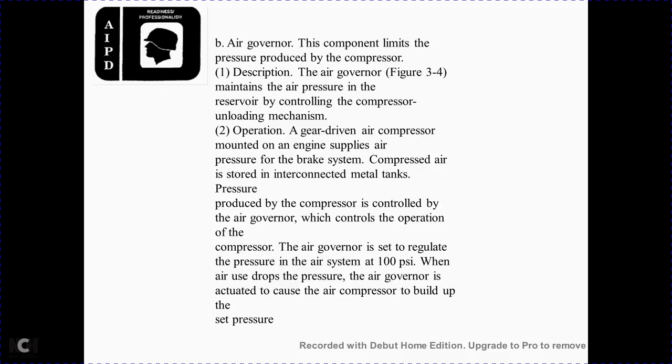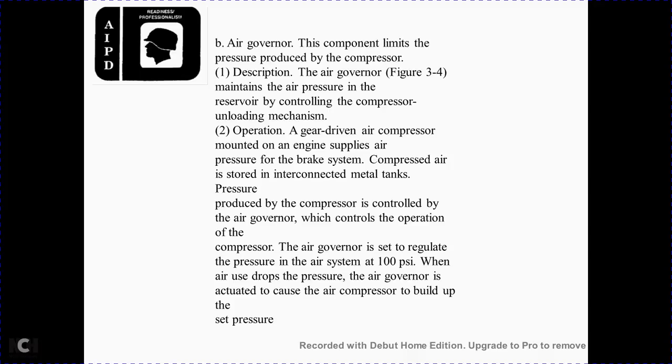Air governor description: the air governor, figure 3-4, maintains the air pressure in the reservoir by controlling the compressor unloading mechanism. Operation of the gear-driven air compressor, mounted on the engine, supplies the pressure for the brake system. Compressed air is supported by the interconnected metal tank, and the pressure produced by the compressor is controlled by the air governor, which controls the operation of the compressor.